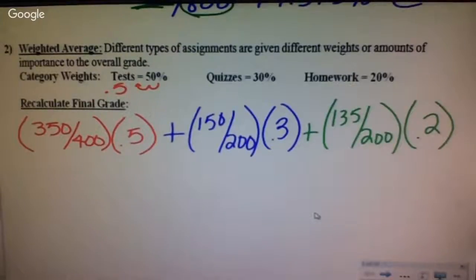So now you plug that into your calculator exactly how you see it. Make sure. Take a minute. You're fine. 150 divided by 200 times. You type it in exactly how you see it.